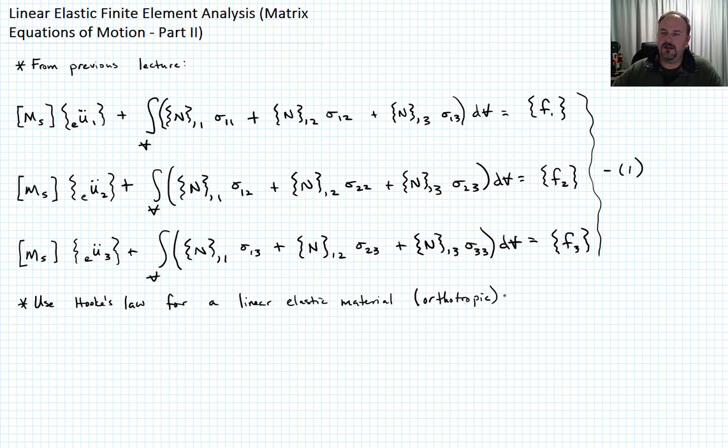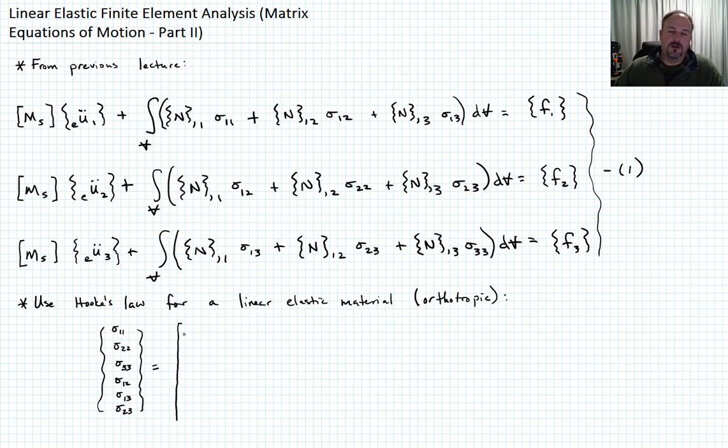Okay, and let me remind you what that looks like. Again, this is just for the sake of completion. I don't want you to feel like you haven't seen this in a while and you're lost. So here's our stress vector: sigma 1,1, sigma 2,2, sigma 3,3, sigma 1,2, sigma 1,3, sigma 2,3. That's how I prefer to order my stress vector. There are alternate orderings, but we're going to use that pretty much exclusively in this class.